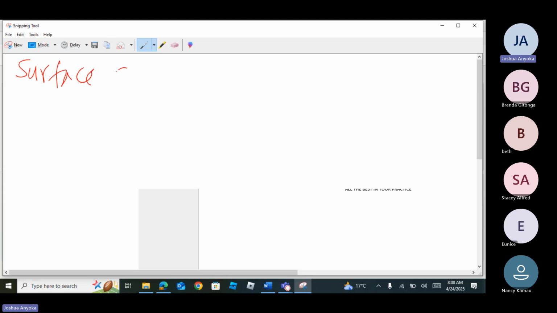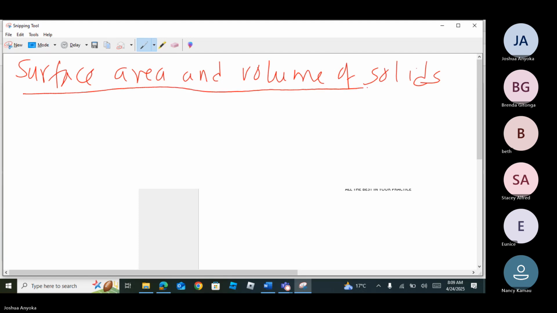Surface area and the volume of solids. This is a question that we can answer with the aid of our mathematical table, because it has formulas for almost all the solids that we know.